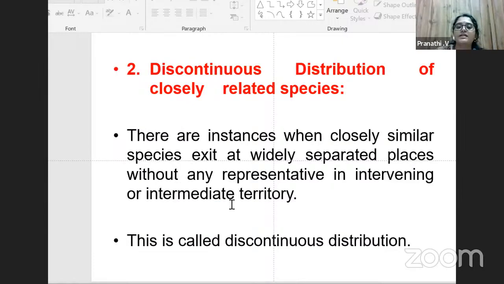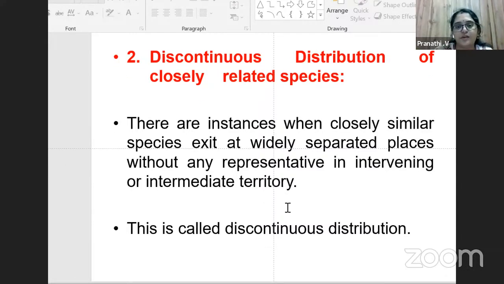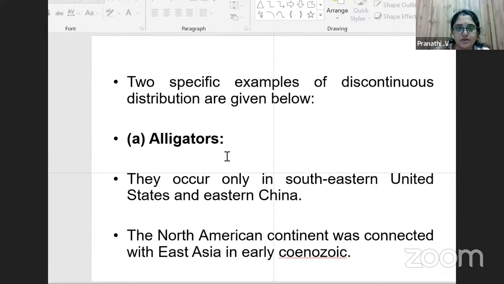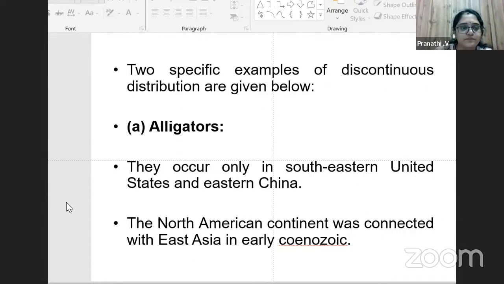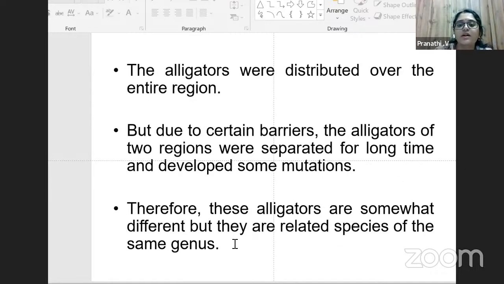Before that, we will see about discontinuous distribution of closely related species. So you have instances where you have species which were closely related finally separated because of a geographical barrier developing. This is known as discontinuous distribution. Most common examples are the alligators present in the US and in eastern China, even in India, in fact. So they were connected with East Asia during the Cenozoic era. So they were distributed all over, but because of different kinds of geographical barriers, they got separated. But they're all related species.